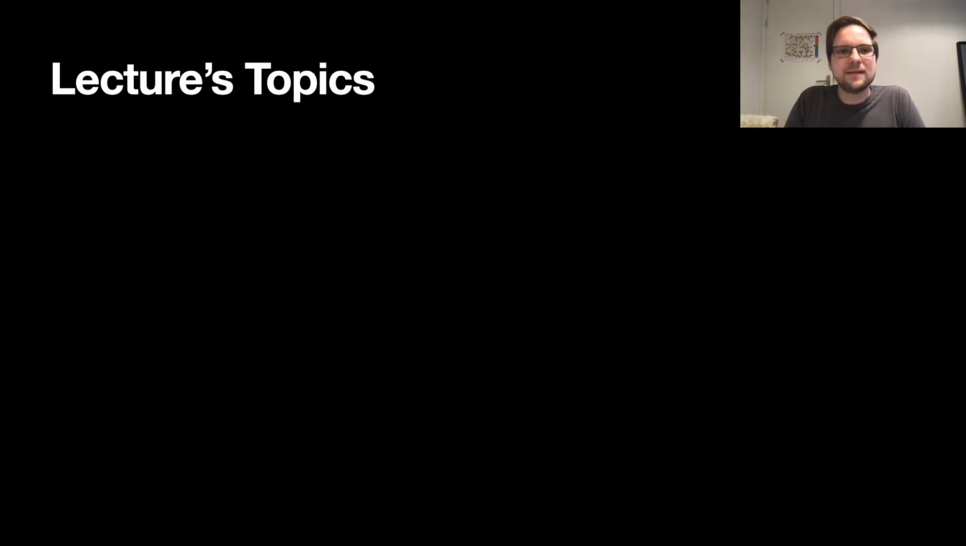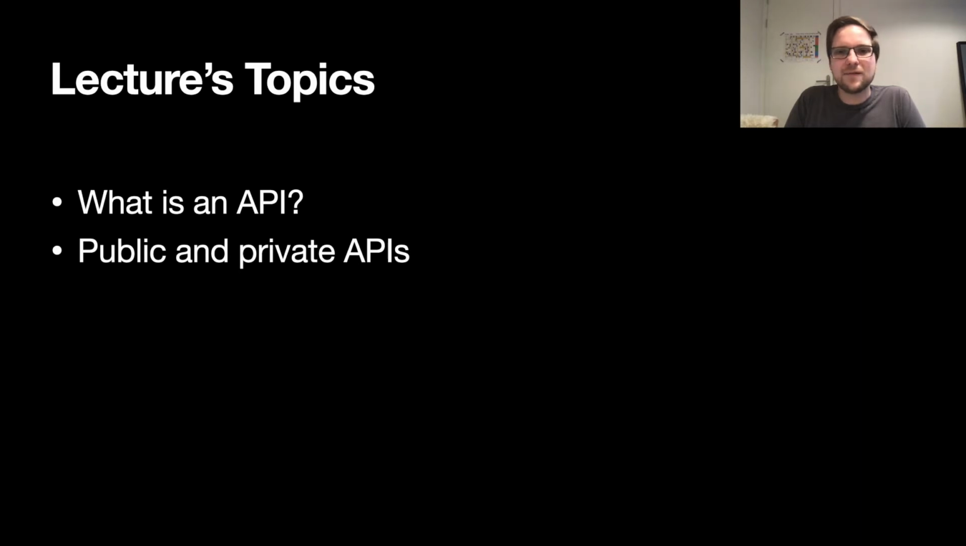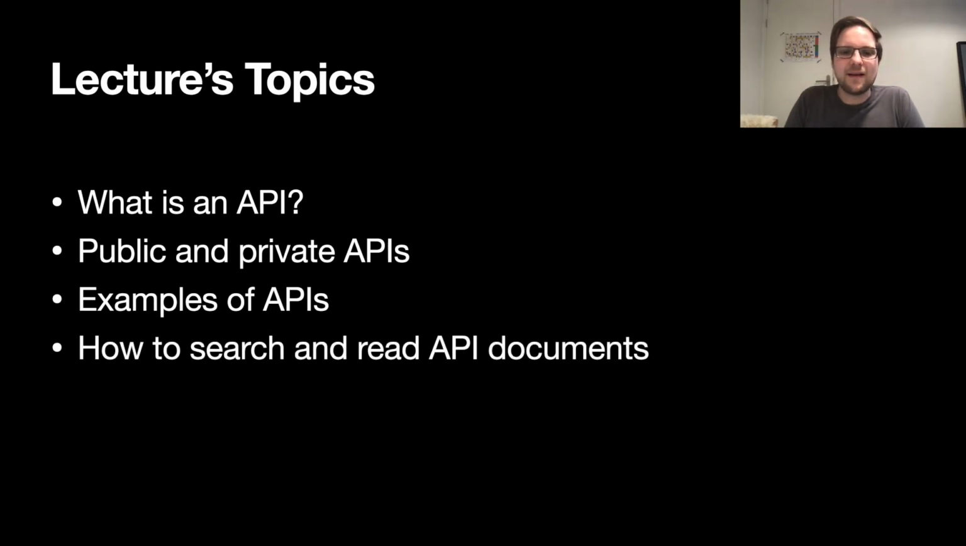The topics that we'll cover today are what is an API, and we'll discuss differences between APIs. There are public and private APIs. I will show you some examples of APIs, and also we will be searching and reading API documents together in this video, so you will have a clear understanding of what an API is and how to read it or how to approach it. Of course, we'll talk a little bit about how to use an API. We will not actually use an API in this video. We'll use this in a future video when we do actual API requests using JavaScript.